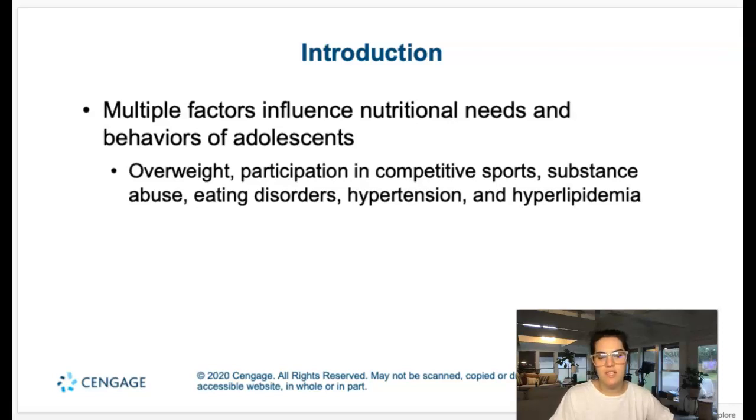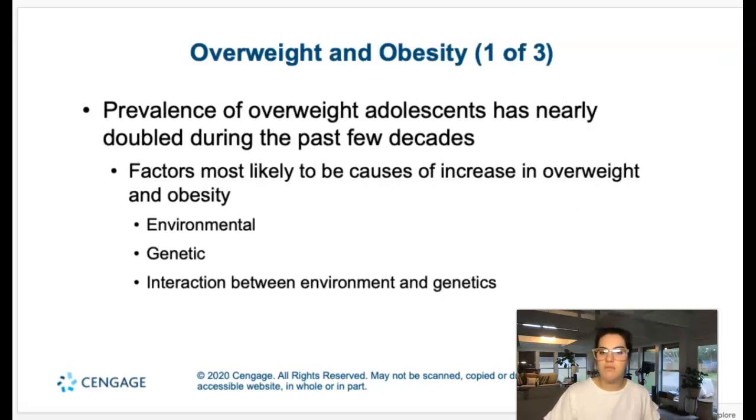So a short list of these conditions may be weight issues, that they're underweight, overweight, or have obesity. We're going to discuss disordered eating, substance abuse, and some cardiovascular related conditions, in addition to sports nutrition and their participation in competitive sports. So first off, we'll discuss weight management in the adolescent group.